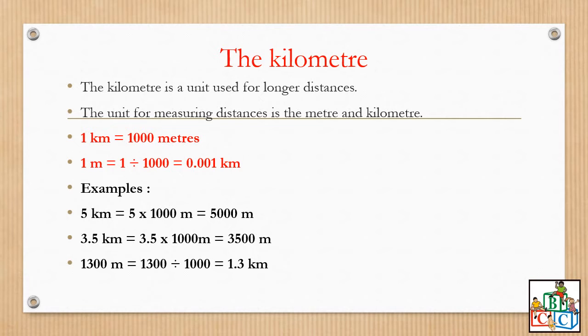5 kilometers is equal to how many meters? 5 times 1000 is equal to 5000 meters. The second one, 3.5 kilometers is equal to how many meters? 3.5 times 1000, you will have to move your decimal point. The answer is 3500 meters.